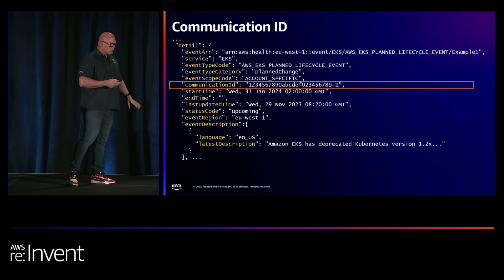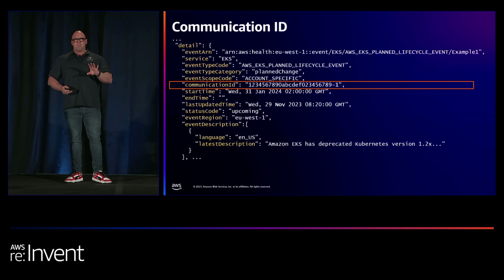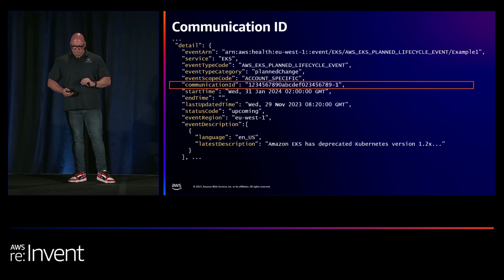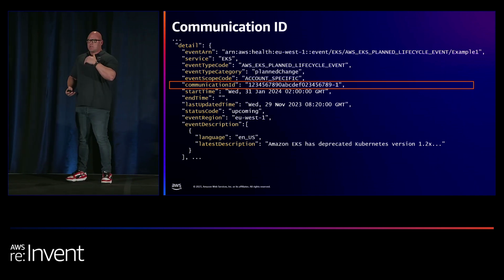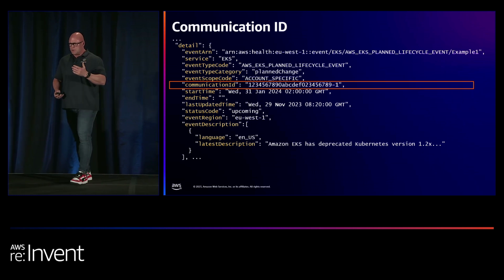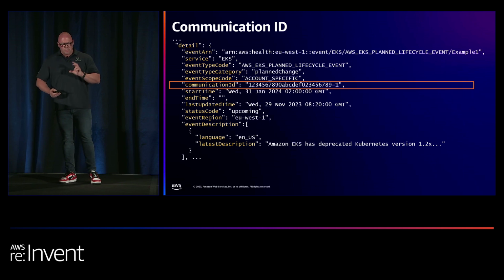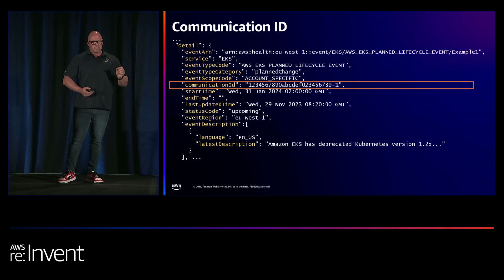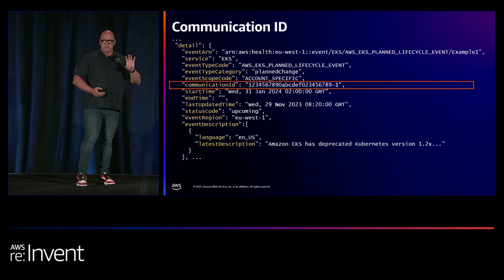As I mentioned before, we're using a single event for all communication about that planned lifecycle event. But we will be sending you multiple updates. For example, as you carry out actions, we will send you updates on EventBridge for resources that get resolved. So we've introduced a communication ID field to help you distinguish those multiple communications on the same event.